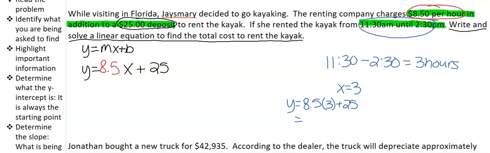Now when we simplify this, 8.5 times 3 is equal to 25.5. And we still have to add the 25. So our final answer would be 50.5. So to find the total cost to rent the kayak for those 3 hours, it would cost Jace Murray $50.50.